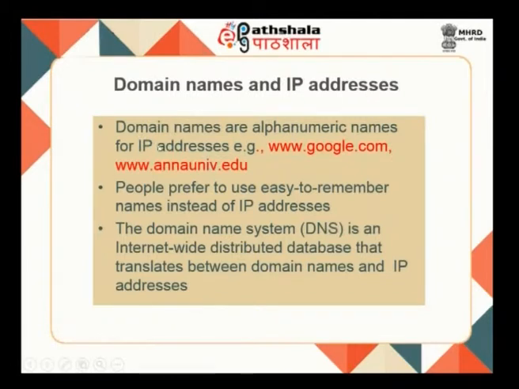Now, why do we have domain names to refer to machines? Basically, because it is much easier for us as human beings to remember these names rather than remember IP addresses. So, the domain name system becomes an intermediate protocol which allows the system to convert from a domain name, from an alphanumeric name that you give, to the IP address. So, this is what is done by this domain name service.